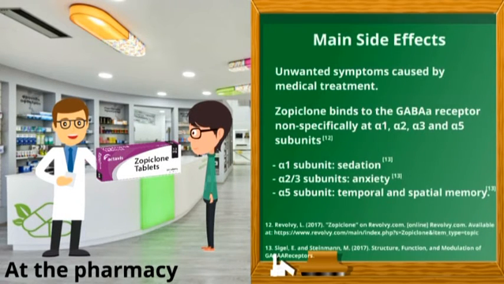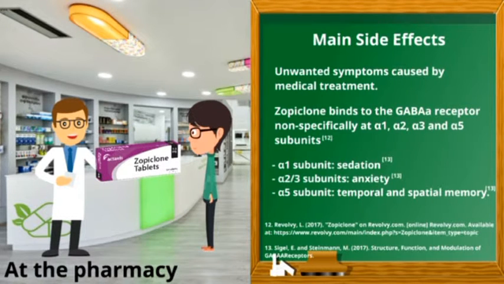These side effects occur because Zopiclone binds to the GABA receptor at the benzodiazepine binding site at the positions alpha 1, alpha 2, alpha 3 and alpha 5 receptors as full agonists, causing an enhancement of the inhibitory actions. Research shows that the alpha 1 subunit is associated with sedation, the alpha 2 and 3 subunits are associated with anxiety, and the alpha 5 subunit is associated with temporal and spatial memory. In this case, alpha 1 subunit receptor is the intended receptor, whereas alpha 2, 3 and alpha 5 are the unintended receptors.